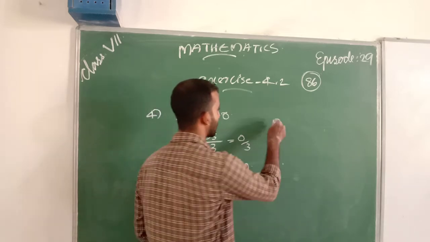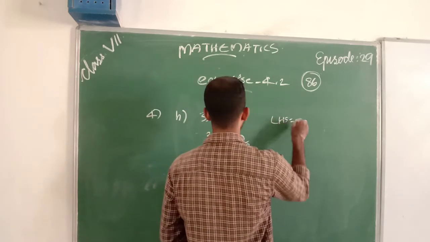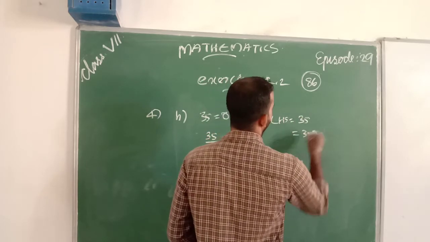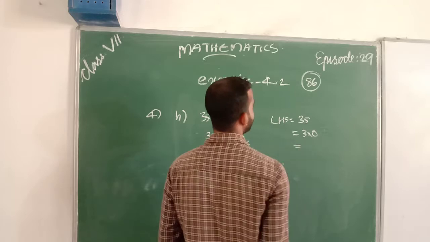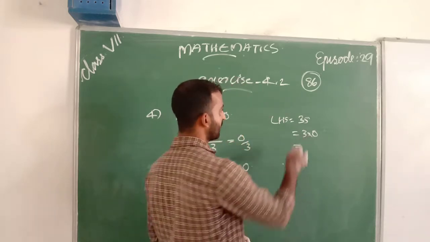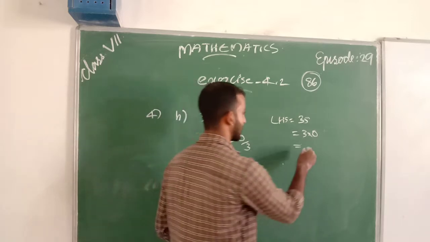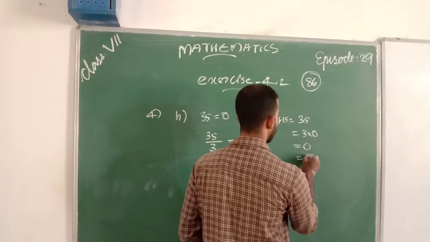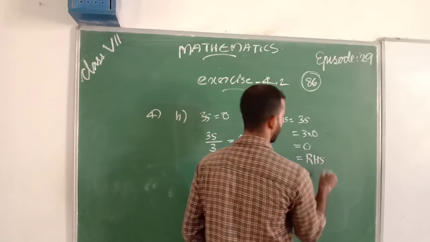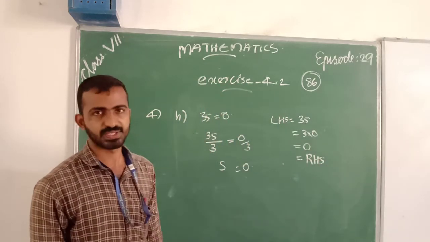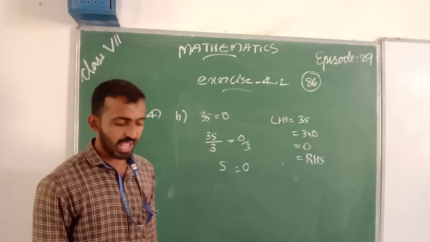Now LHS is 3s. Value of s is 0, so we put 3 into 0. We get the answer as 0. That is equal to RHS. Is it? Yes.